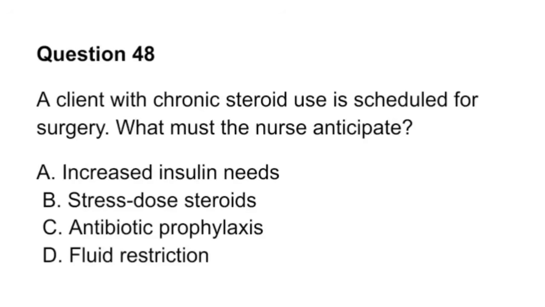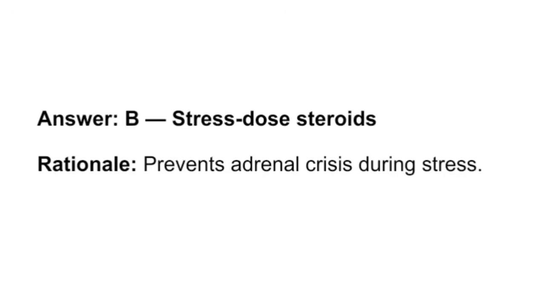Question 48. A client with chronic steroid use is scheduled for surgery. What must the nurse anticipate? A. Increased insulin needs. B. Stress dose steroids. C. Antibiotic prophylaxis. D. Fluid restriction. Answer B. Stress dose steroids. Rationale: prevents adrenal crisis during stress.